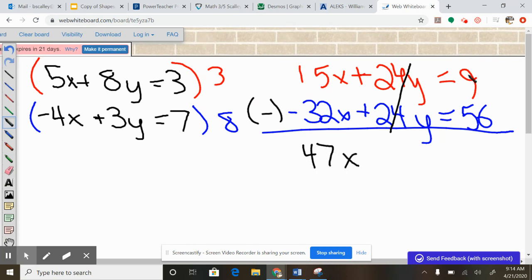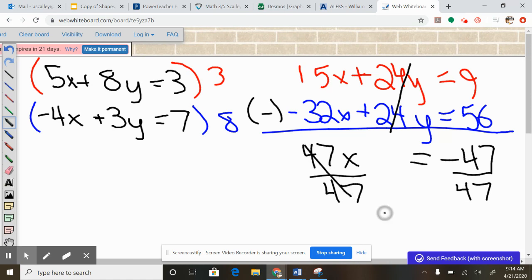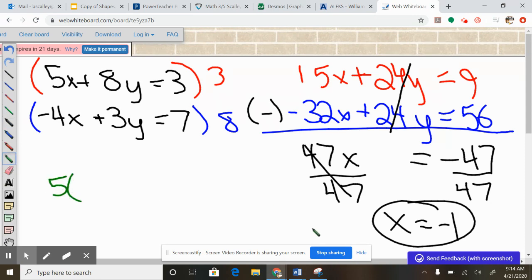47x. 9 minus 56, that's going to be -47. And so again, this is going to work out pretty nicely. Divide both sides by 47. I end up getting x equals -1. Part of my answer, but I'm going to have to plug it back in order to get the y value. I'm going to pick this top equation here. So that's going to be 5 times, I know x is -1, plus 8y equals 3.